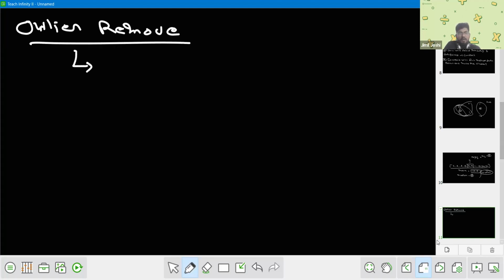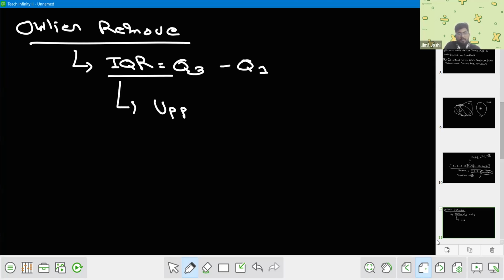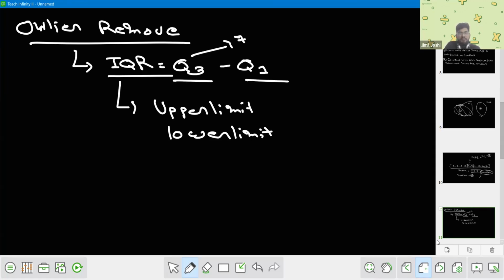So to remove the outlier, it's a pretty straightforward formula. IQR is equal to Q3 minus Q1. Once you are able to find the IQR, you have to find the upper limit and the lower limit of your data. Q3 and Q1, what are they? Q3 is the 75th percentile of the data. Q1 is the 25th percentile of your data.